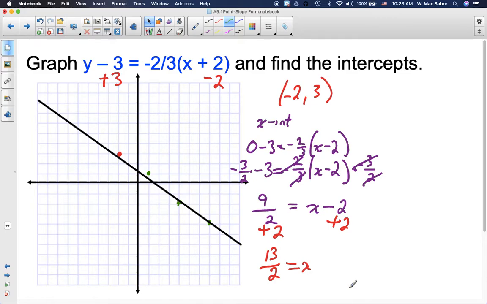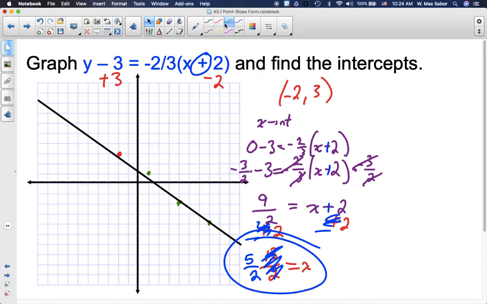It does not. So where was my mistake? So y is 0. Multiplying by negative 3 halves does give 9 halves. Oh, I just rewrote the equation wrong. Plus, plus, plus, plus, which means we should be subtracting 2. Subtracting 2 gives 5 halves as our x-intercept.